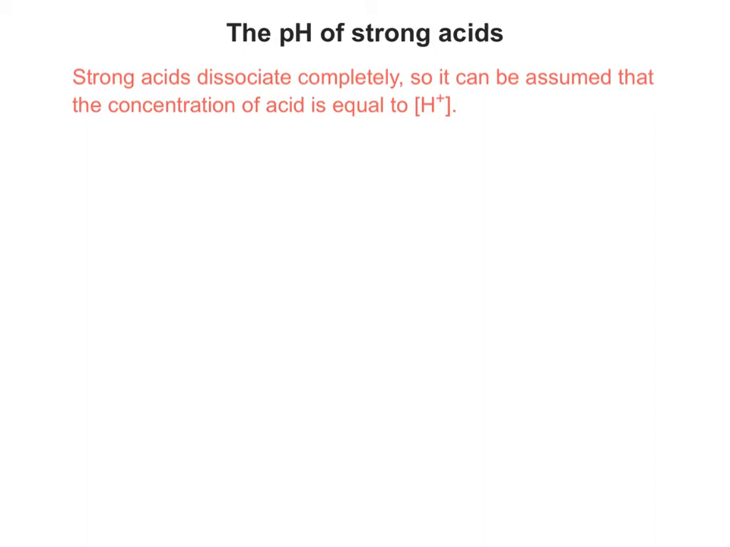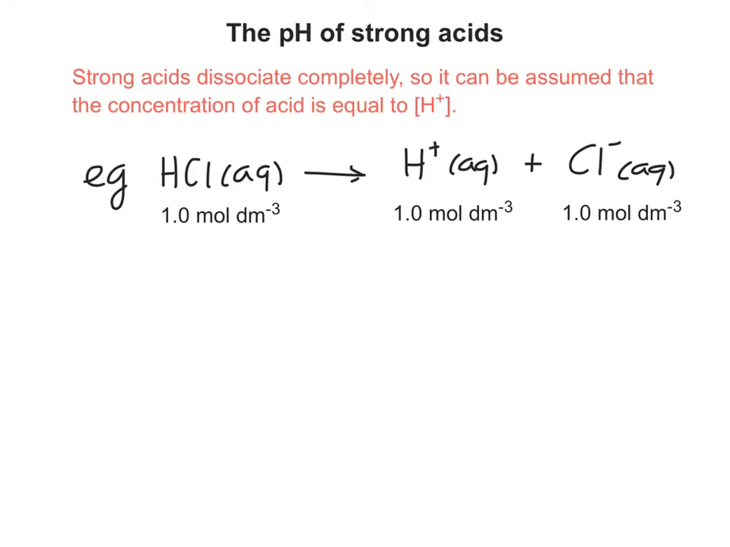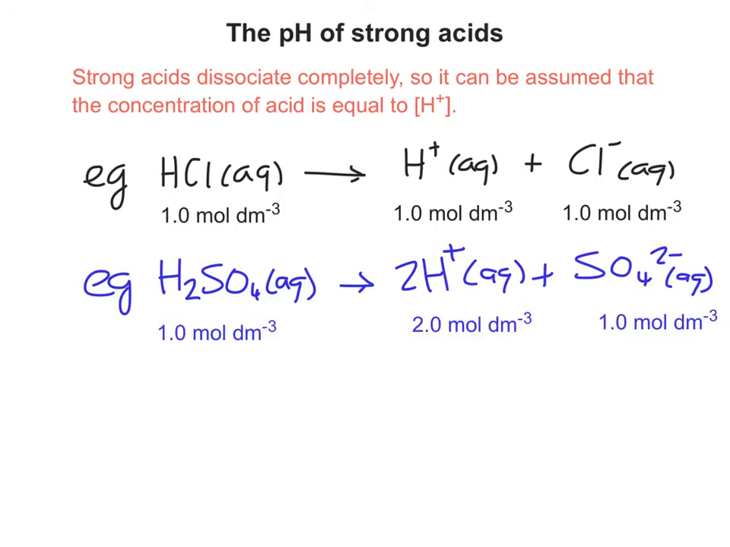And we rely on the fact that strong acids dissociate completely, so we can assume that the concentration of the acid is equal to the concentration of H+. It's important to remember as well that if we have a dibasic strong acid, the H+ concentration is going to be twice that of the acid itself. So for sulfuric acid, for example, it can be assumed that you've got 2 moles per decimeter cubed of H+, if let's say you had 1 mole per decimeter cubed of H2SO4.